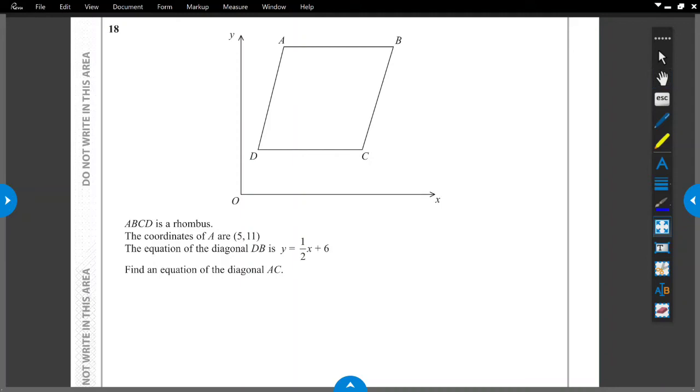With this kind of problem, I'd always draw on what you have and what you're trying to find out. So we're given the diagonal DB, so I can draw that on. And we're trying to find out the diagonal AC. Now, although this isn't accurate, you can probably see that those are perpendicular. And in fact, diagonals on rhombuses are perpendicular.